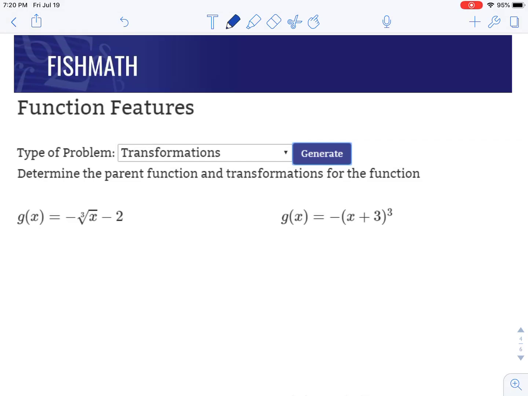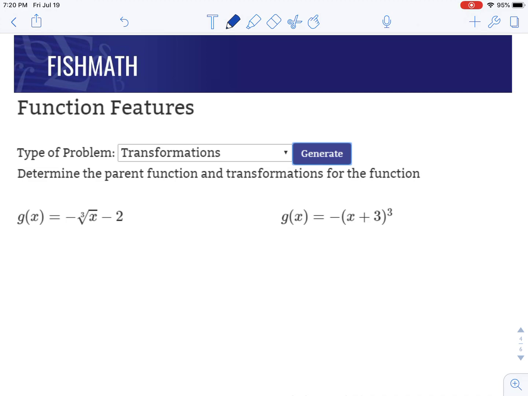Hi everyone, we're going to look at transformations of functions. The four transformations that we typically use are translations, rotations, reflections, and dilations. Those are what we saw in the geometry unit in 8th grade, and you'll see more of that in 10th grade geometry as well. Those same transformations are also done to functions.